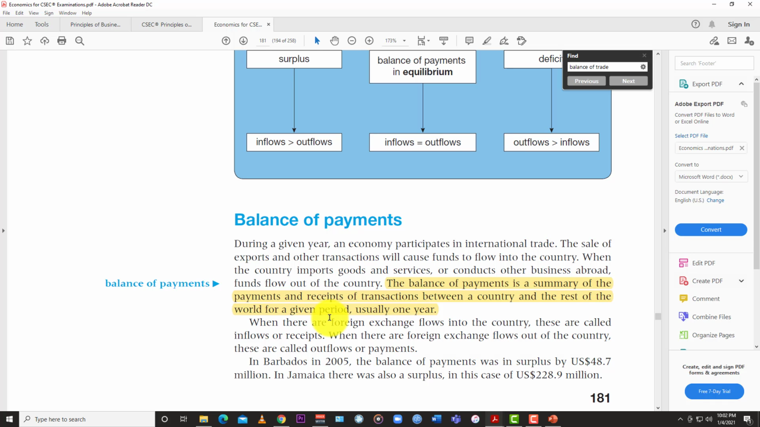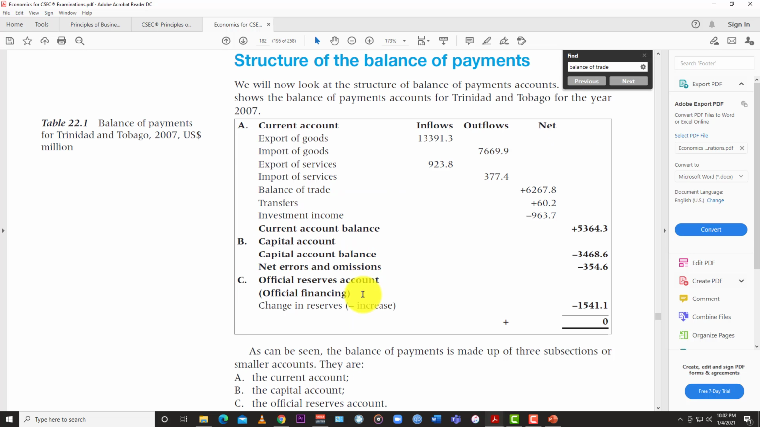So that's what I said earlier. It's a summary of the payments and receipts. So how much you pay and how much you receive. You pay out, your cash outflow, and the cash inflow for transactions between a country and the rest of the world for a given period of time.